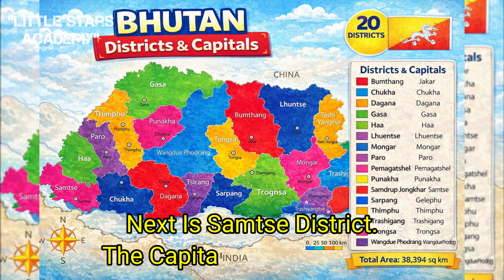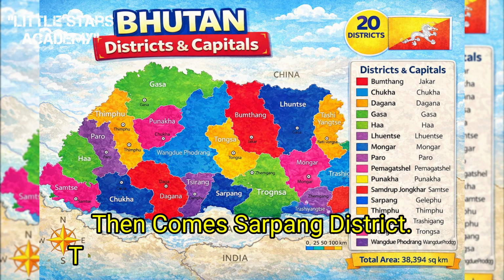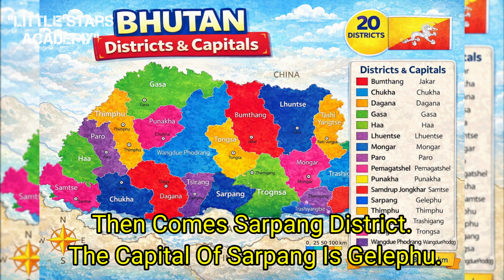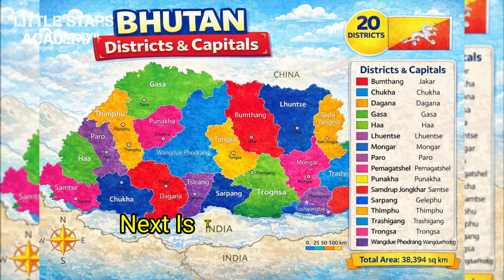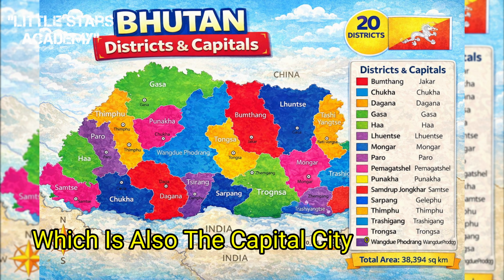Next is Samtse district. The capital town is Samtse. Next comes Serpang district. The capital of Serpang is Gilipu. Next is Thimphu district. The capital is Thimphu, which is also the capital city of Bhutan.